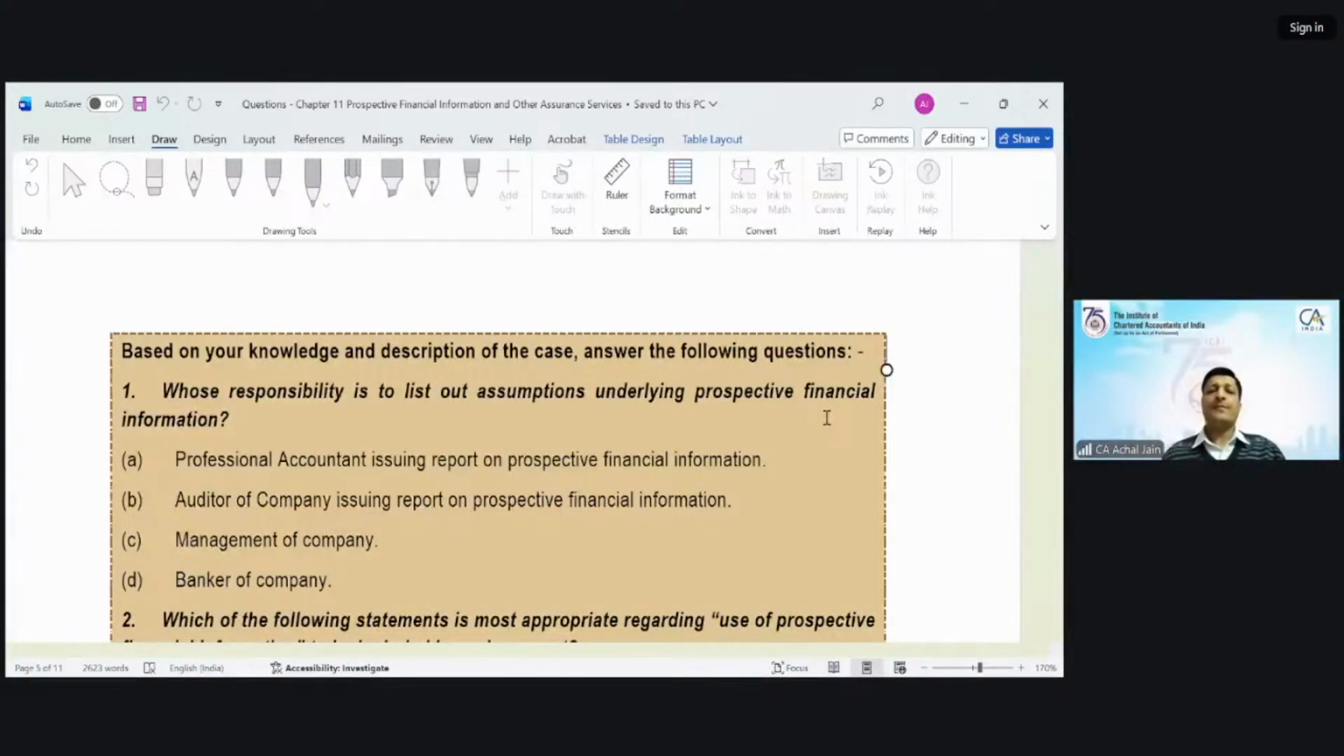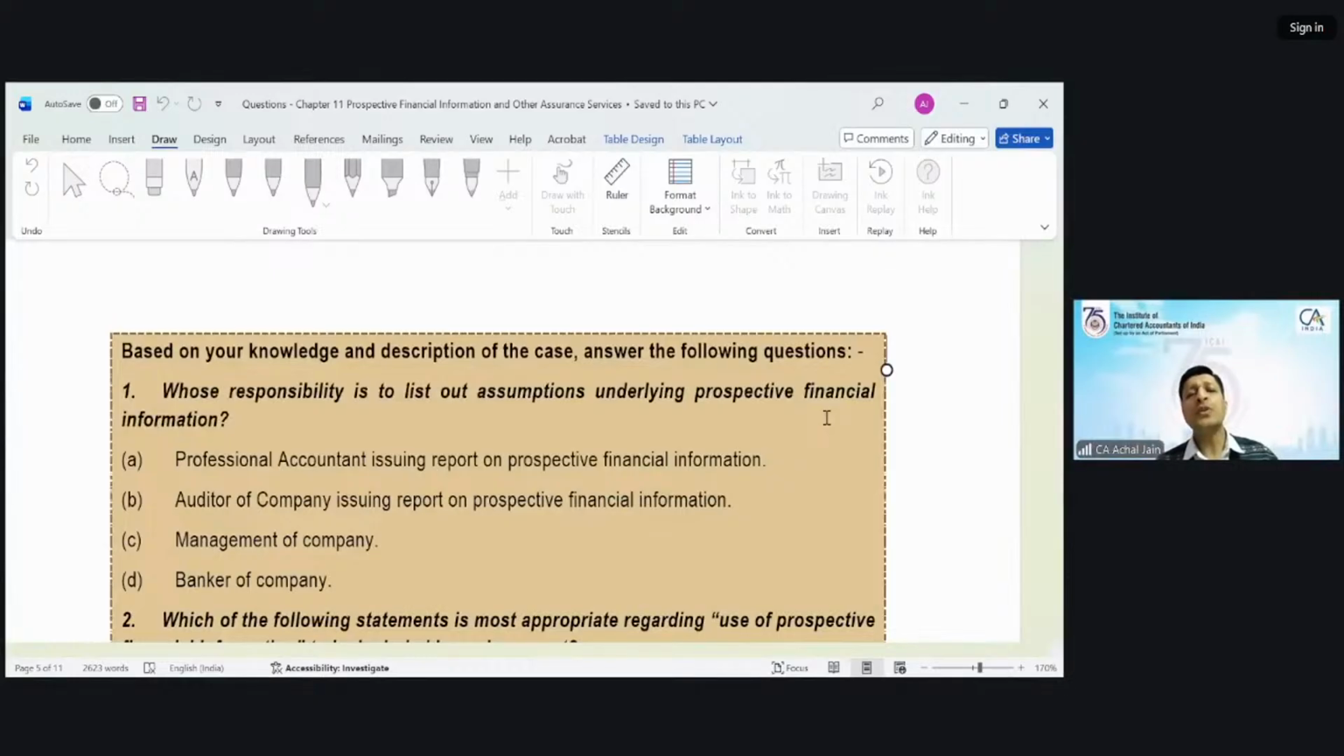Now, in this case, whose responsibility is it to list out the assumptions in respect of that prospective financial information? One, the professional accountant issuing the report; auditor of the company issuing the report; management of the company; or the banker of the company. I think quite easy for you to answer. Yes, quickly. Yes, sir. The management of the company.